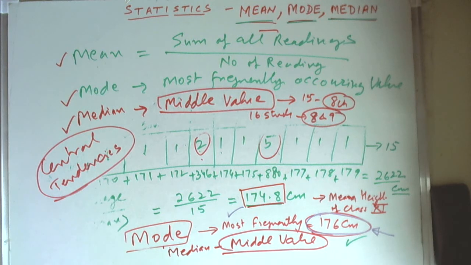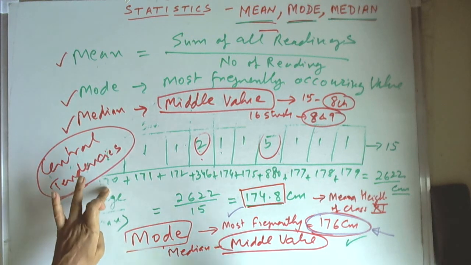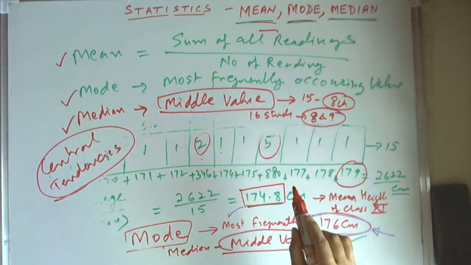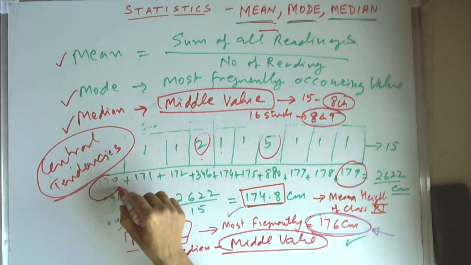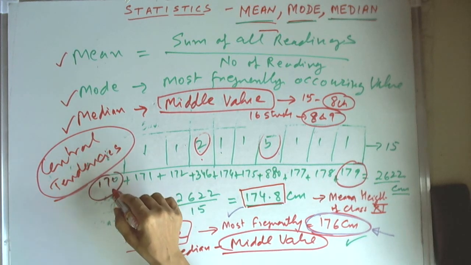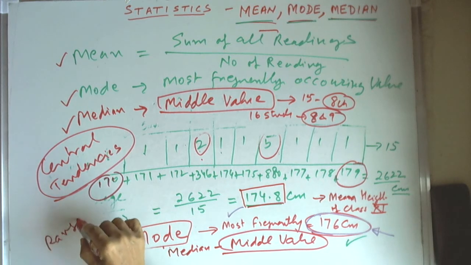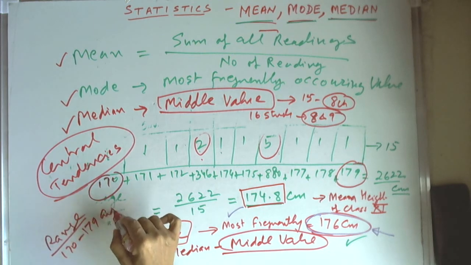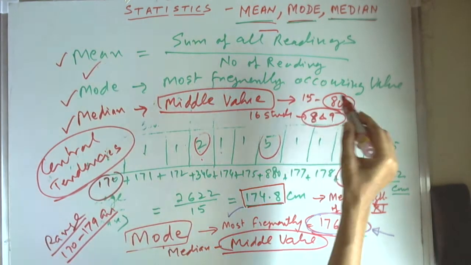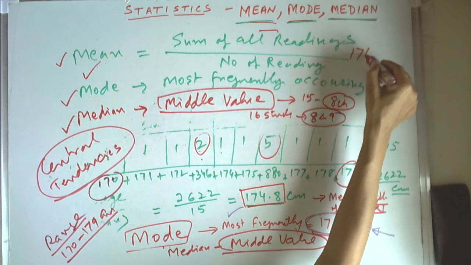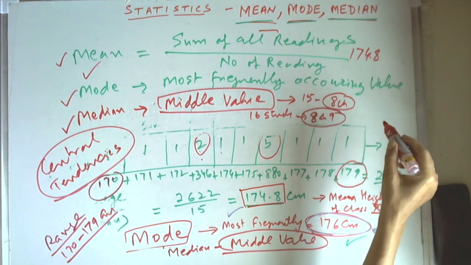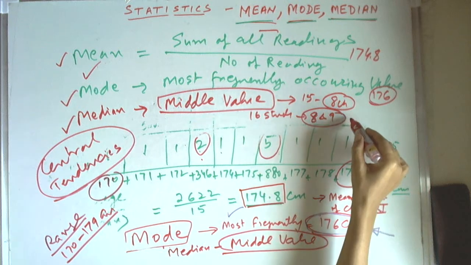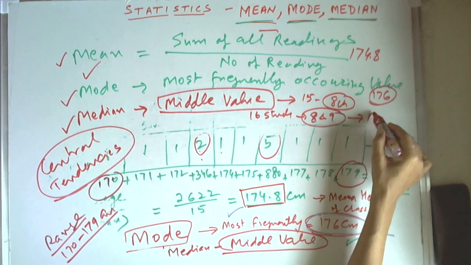So if we also look at the range, the group has a range from 170 to 179. So the tallest student is 179, and the smallest is only 170. So this is the whole range. So sometimes we also specify range, which is 170 to 179 centimeter. But then we can say the average, mean, in this case was 174.8, and the mode was 176, and this middle value median was also 176.